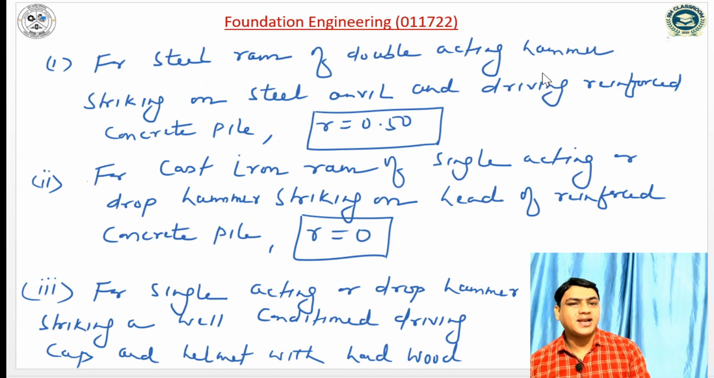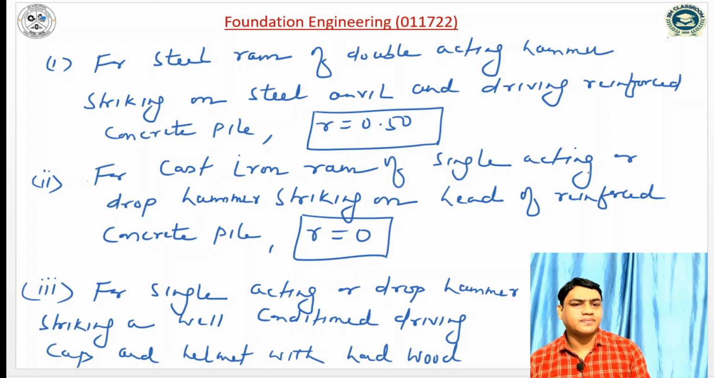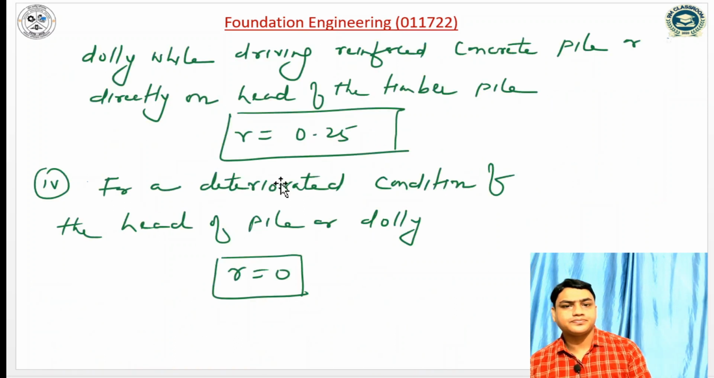So for steel ram of double acting hammer striking on the steel anvil and driving reinforced concrete pile, in that case we will take the value of R as 0.5, and for cast iron ram of single acting or drop hammer striking on head of the reinforced concrete pile, we will take the value of coefficient of restitution as 0, and for single acting or drop hammer striking a well conditioned driving cap and helmet with hardwood, we will take the coefficient of restitution as 0.25, or directly on the head of the timber pile, in that case also we will take the coefficient of restitution as 0.25.